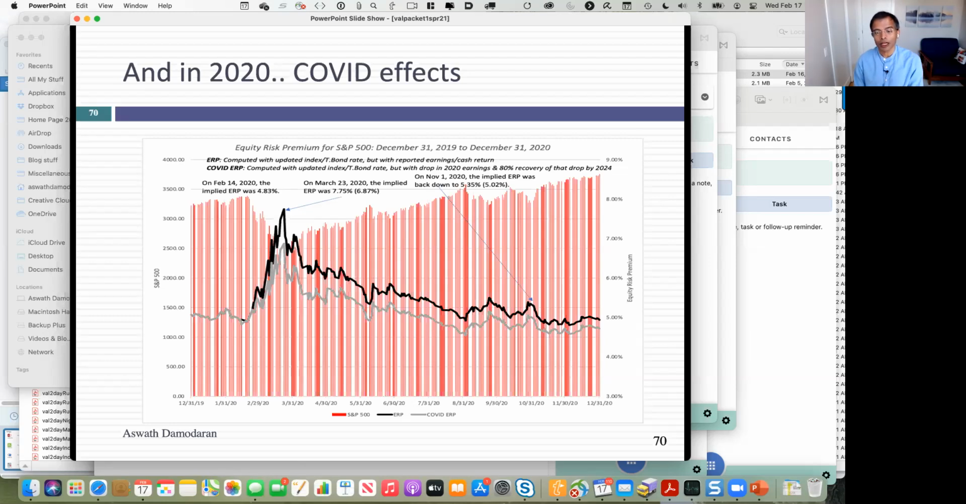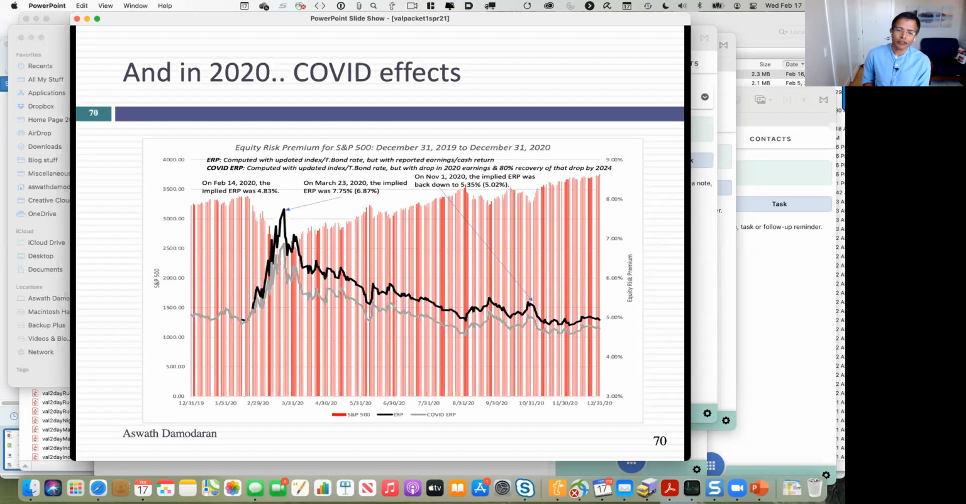The S&P 500 was down 30%. People are heading for the hills. This was the end. And take a look at what happened to the equity risk premium in that period. It went from about 4.3% to almost 8%. Looks a lot like 2008, right? Now do you see why people keep saying, is this like 2008? It looked a lot like 2008. On March 23rd of 2020, the implied equity risk premium in the US was 7.75%.